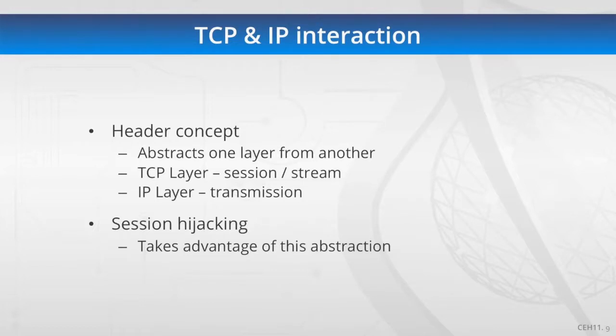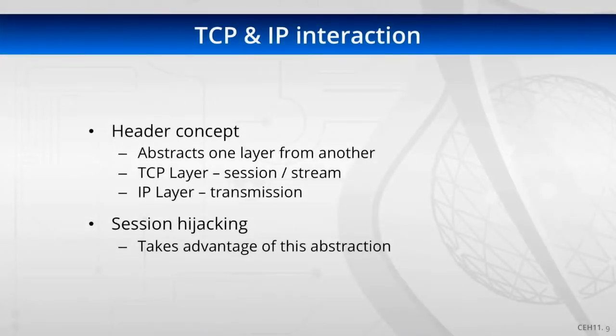So, in TCP/IP, we've got a header concept. There's abstraction from one layer to the other. In the TCP layer, we do sessions and stream. In the IP layer, we do transmission, and those layers are separated. What we do is we take advantage of the difference between these.